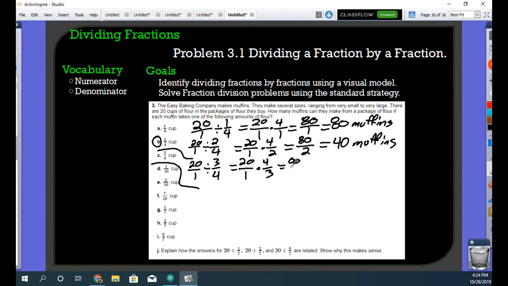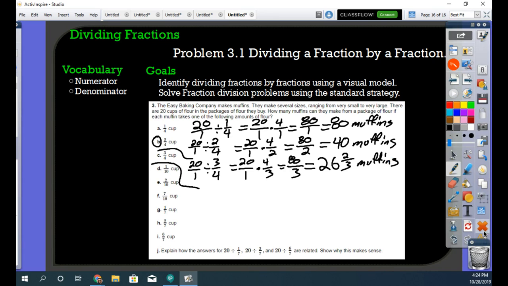We still end up with 80 over 3. 80 divided by 3 is going to give me 26 muffins with 2/3 left over. Is that right? Yes, it is. 2, 6, 2. Yep, that's it. So we'll end up with 26 whole muffins and then enough flour left over to make 2/3 of a muffin. We'll probably throw that away.